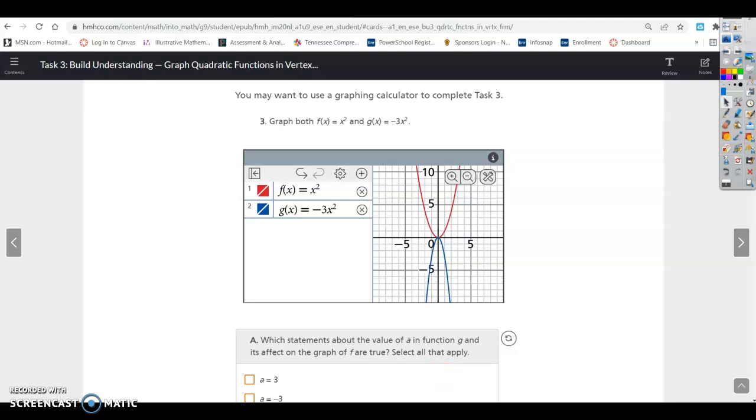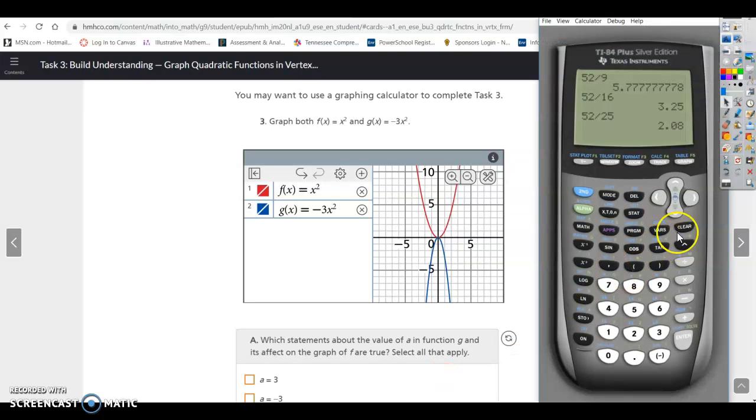All right, so if you want to graph these on your calculator, we're going to go to y equals, clear anything that's in there, but the first one we're just going to do is x squared. And then the second graph is negative 3x squared.